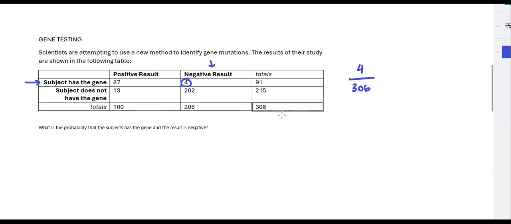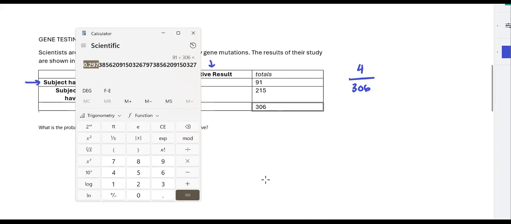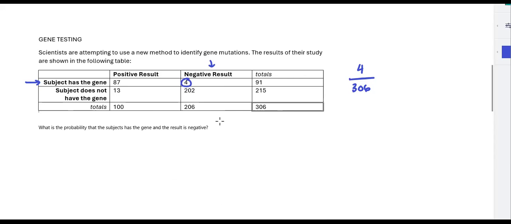The only time that your total is going to change is if it's a conditional probability, if we have the word given in there somewhere. We'll come to that later. But otherwise, your total stays the same, and the top is what changes. In this case, our numerator is 4. So 4 divided by 306. If I want to round this to the hundredths, I would round this to 0.01. So what is the probability that a subject had the gene and the result is negative? Pretty slim. So it looks like this gene testing method isn't too bad.